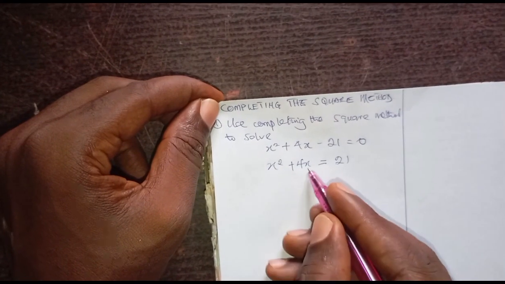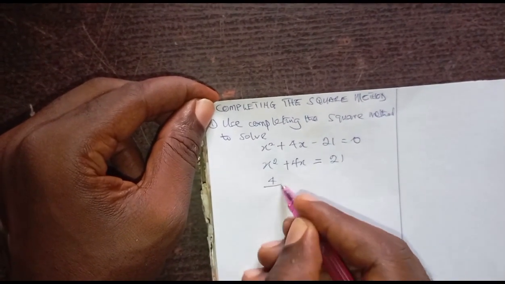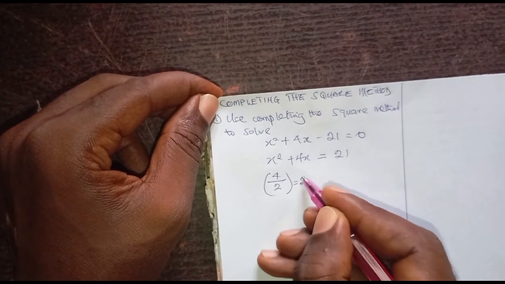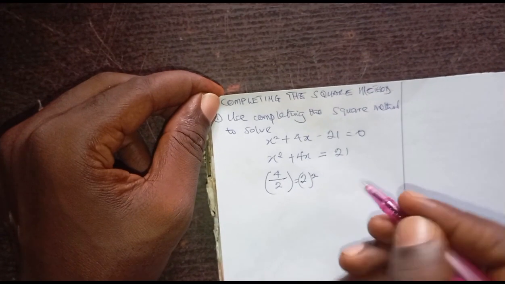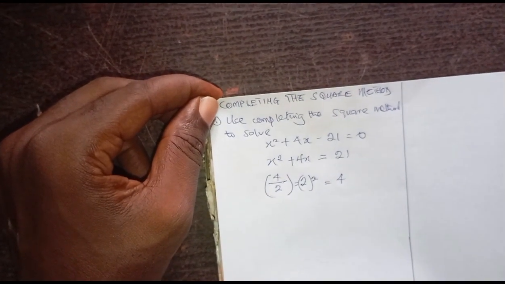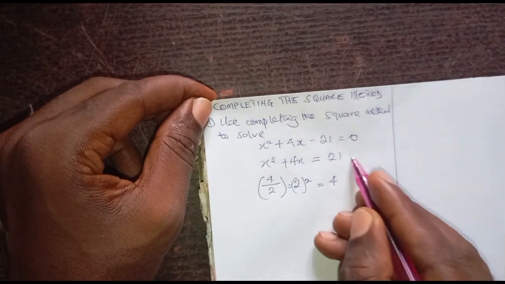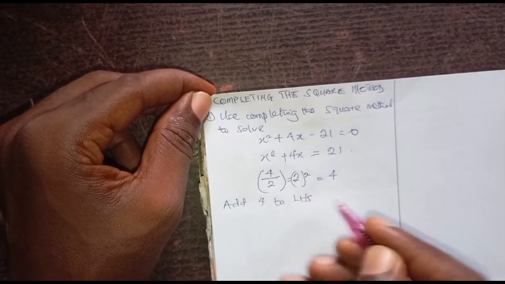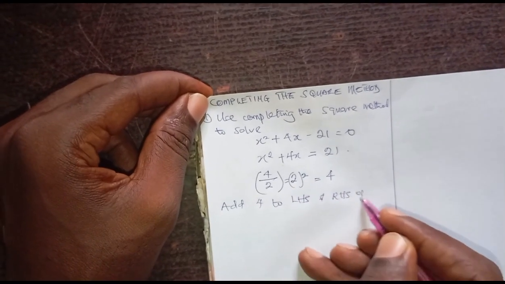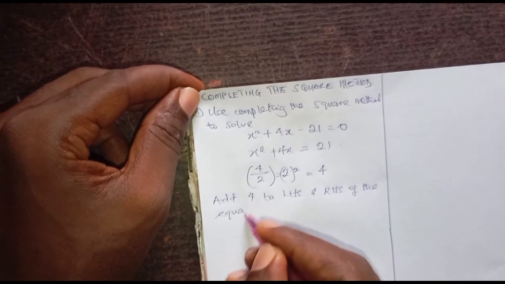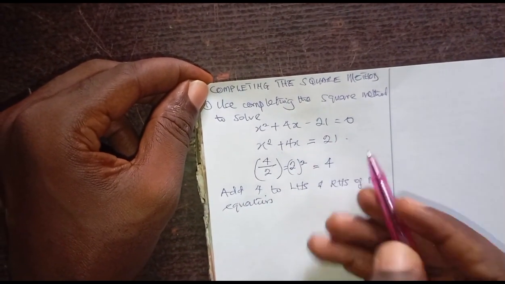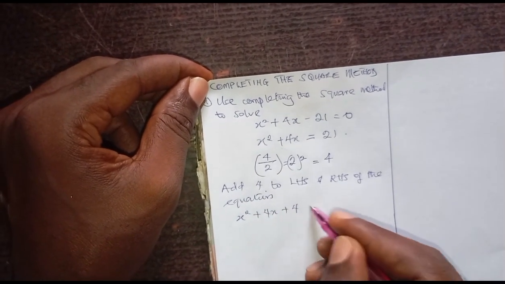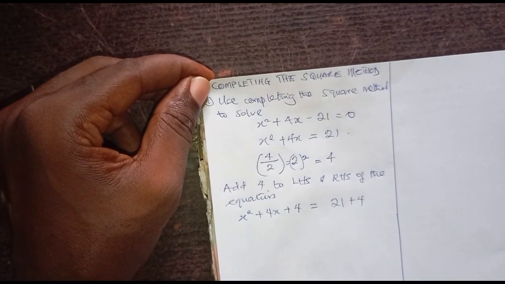So let's do that, please. So we have the coefficient of x, which is 4, divided by 2. This is going to give us what? 2. Square this value. 2 squared, which is 2 times 2, is going to give us what? 4. So therefore, I'm going to add this 4 to both sides of the equation. We say add 4 to LHS and RHS of the equation. So I'm adding 4 to both sides. So we are going to have x squared plus 4x plus 4 equals 21 plus 4.